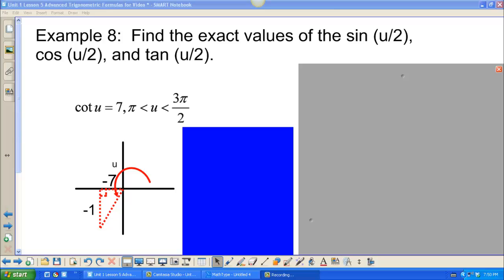So I've drawn you a picture, and even though you see the cotangent of u is equal to 7, since it's in the third quadrant, your x value needs to be negative as well as your y.